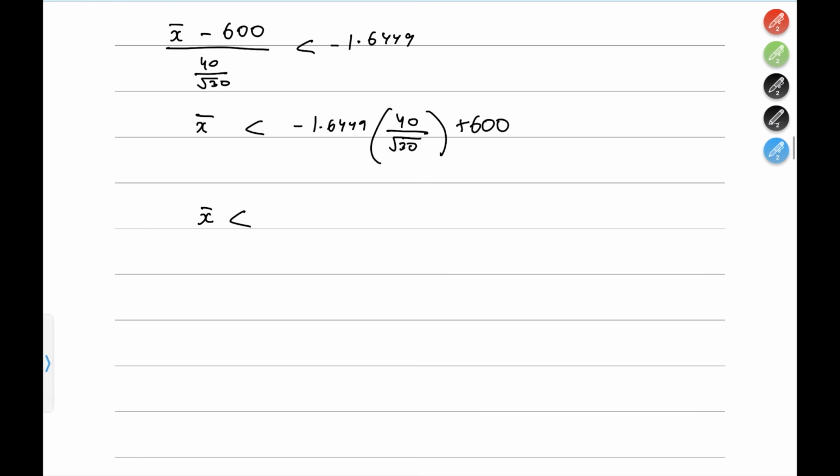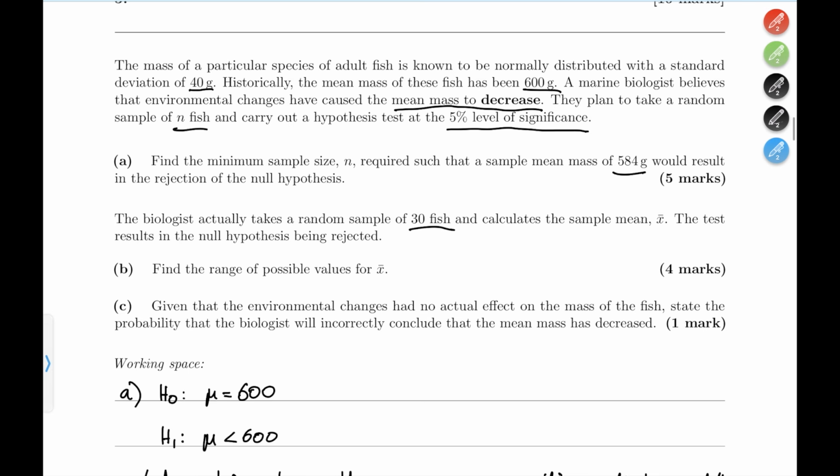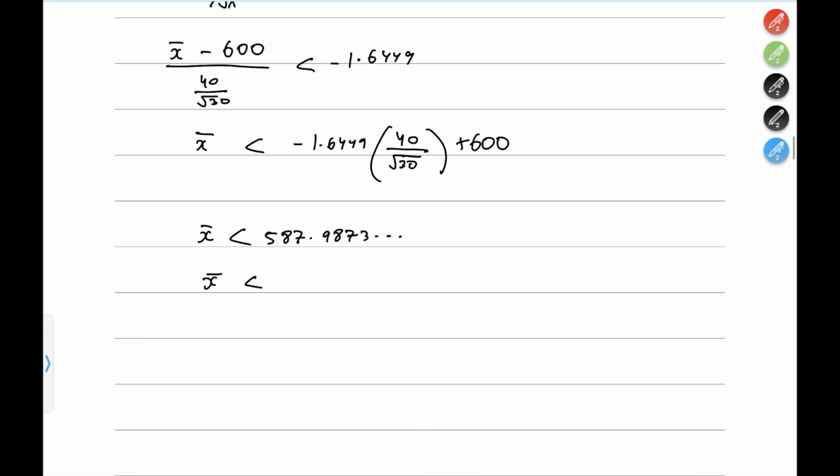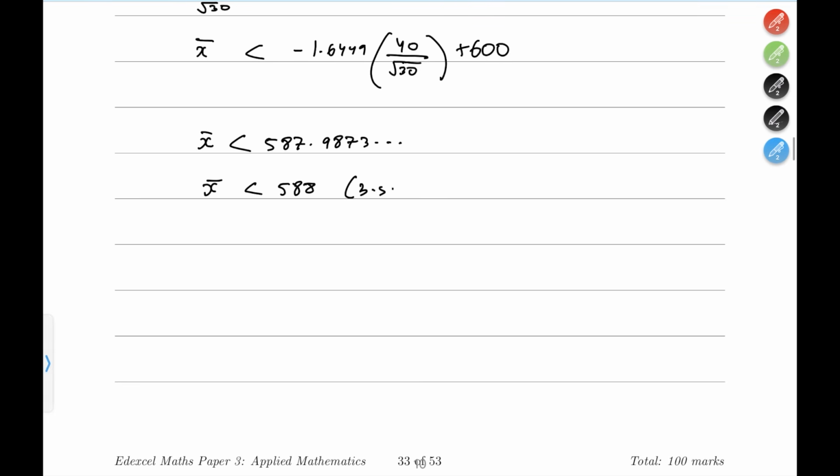So therefore, x bar is less than, let's write this into our calculator, minus 1.6449 multiplied by 40 over root 30 plus 600. And that gives us 587.9873. And it asks us to find the range of possible values for x. So we're going to say x bar is less than 588 to 3SF, because I always give my answer to 3SF, so I think it's best that we do it to 3SF here.